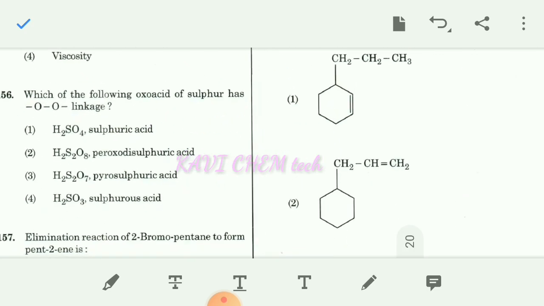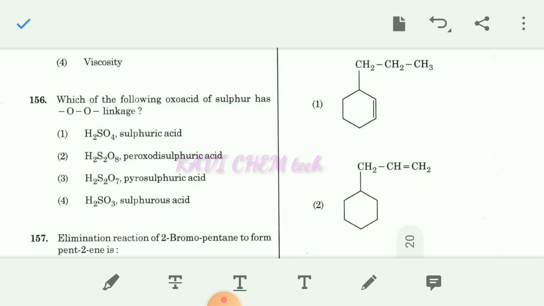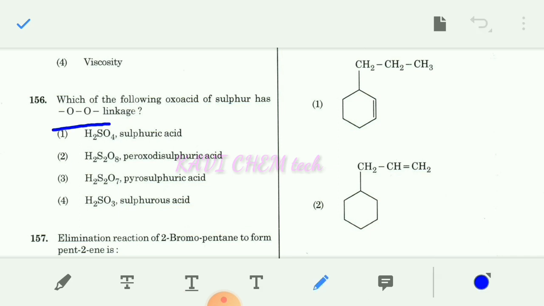The next one: which of the following oxo acids of sulfur has an O-O linkage? This is a peroxy linkage, it is there in the name itself, peroxy. Peroxodisulfuric acid. When two oxygen atoms are present together, it is called peroxy. So option 2 is the correct answer, H2S2O8.